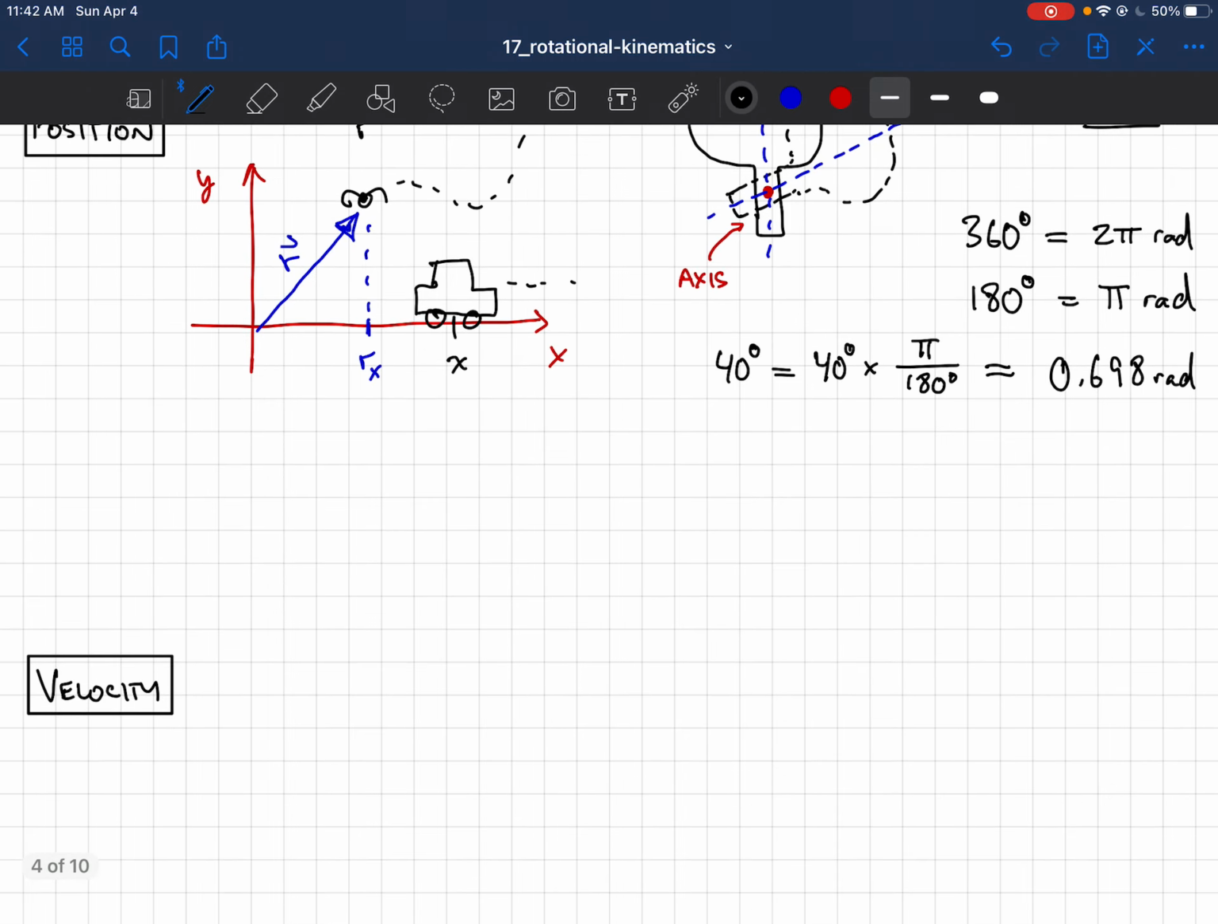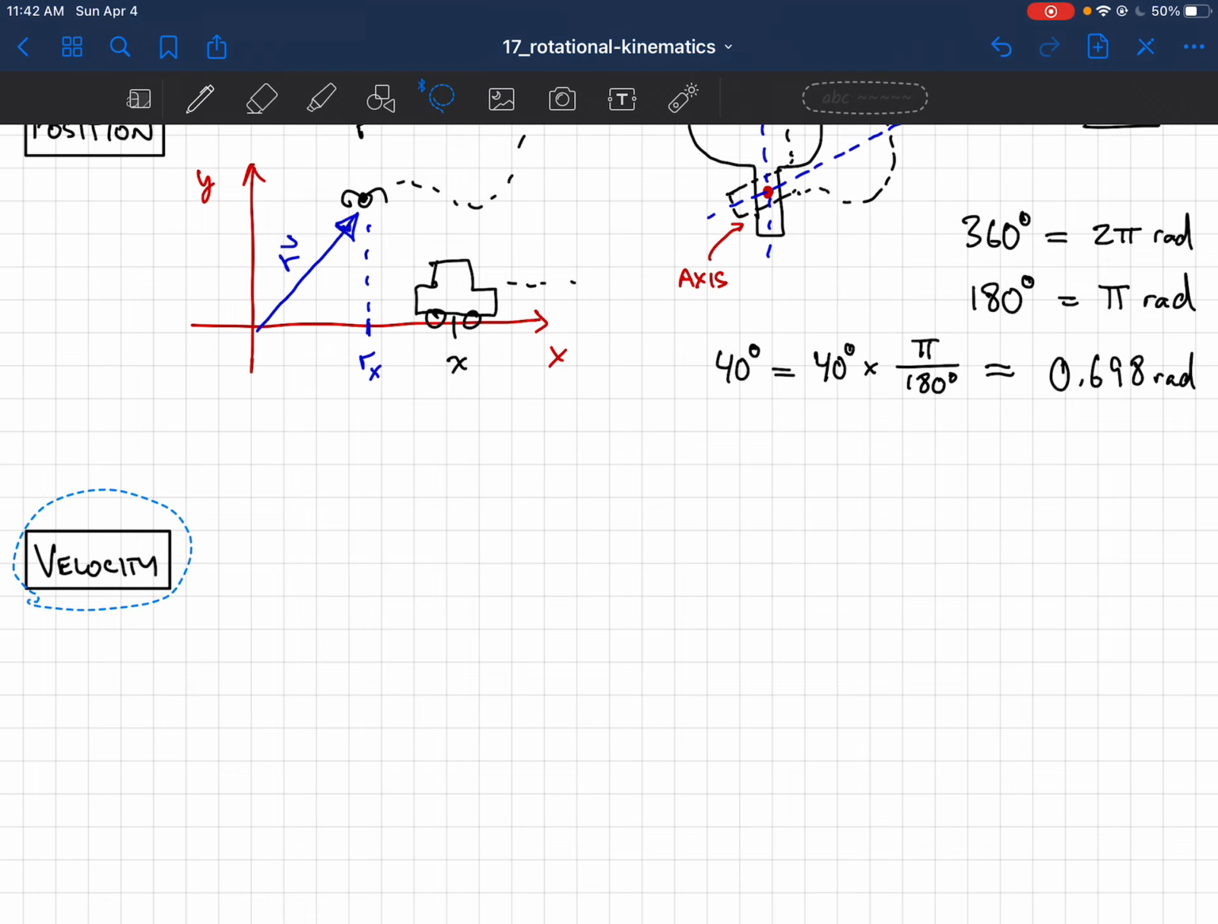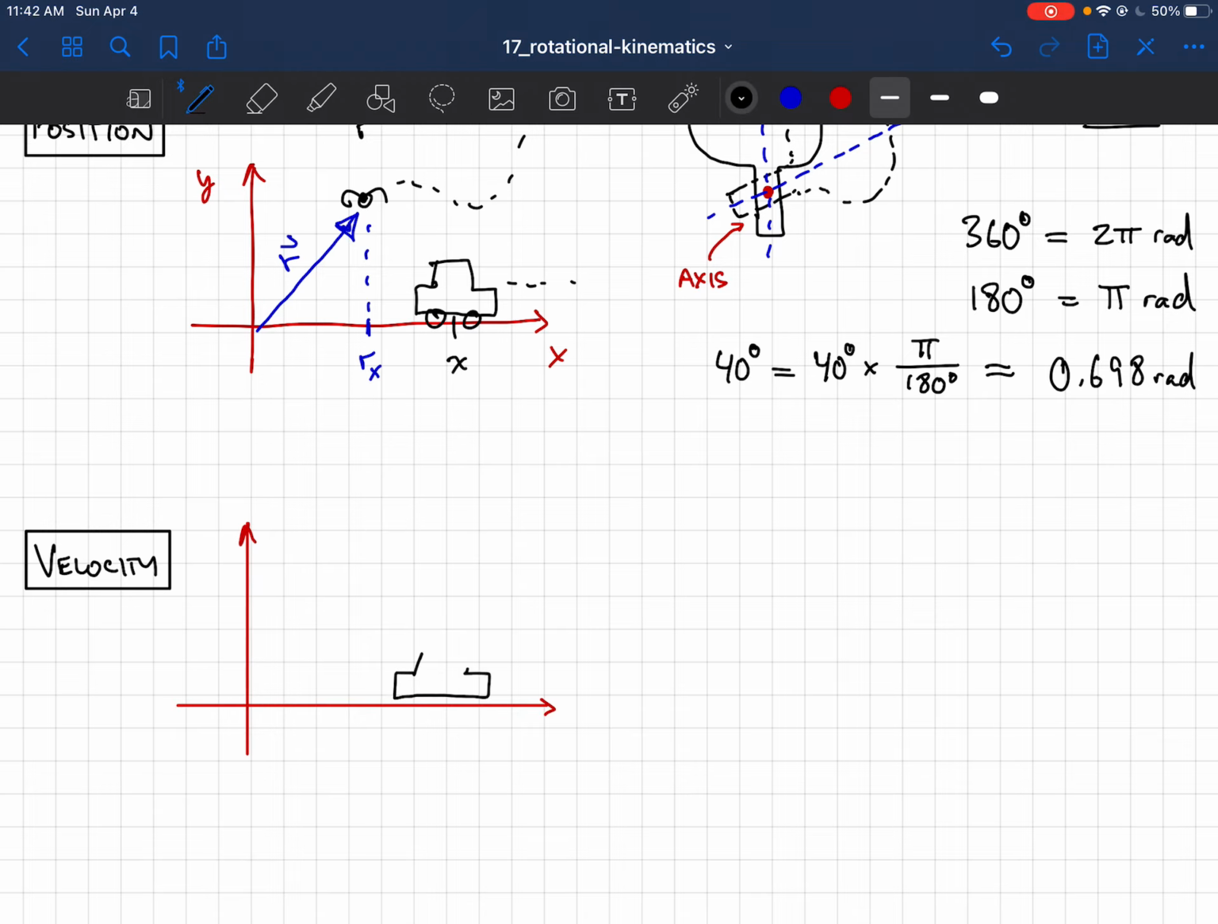Then we move to rotational velocity. And let me remind you about translational velocity. So translational velocity of an object like a car, well, that was found as this vector. And we found that v sub x was equal to delta x over delta t. So the v vector is delta position over delta t. In the x direction, it's just delta x over delta t.